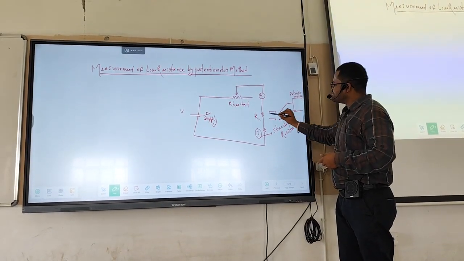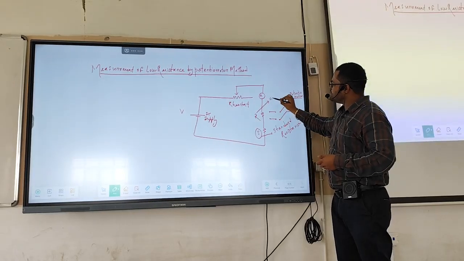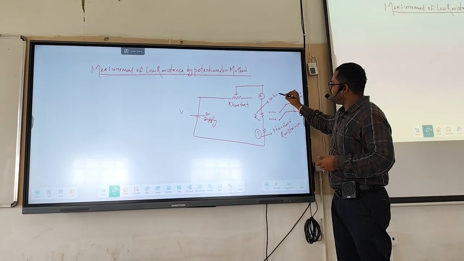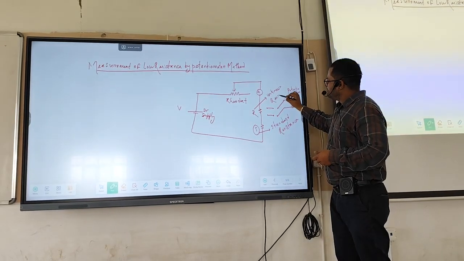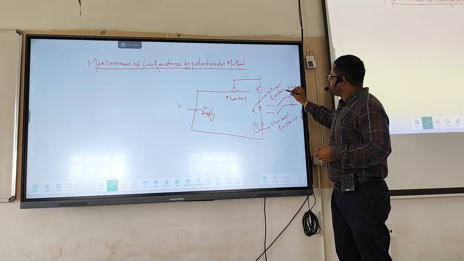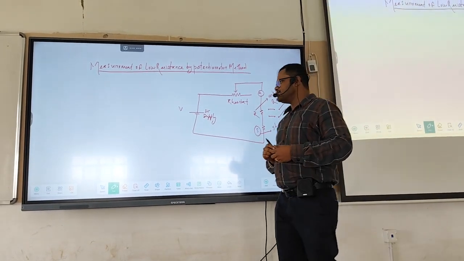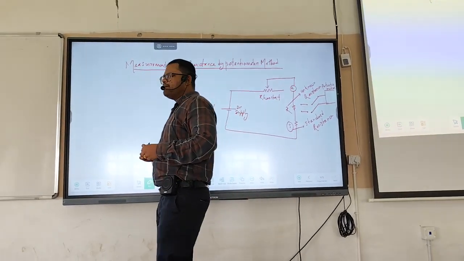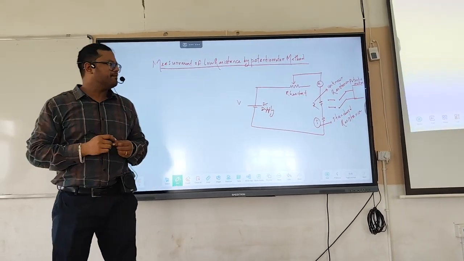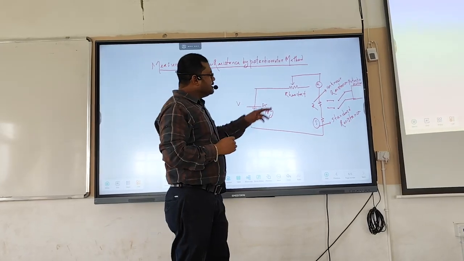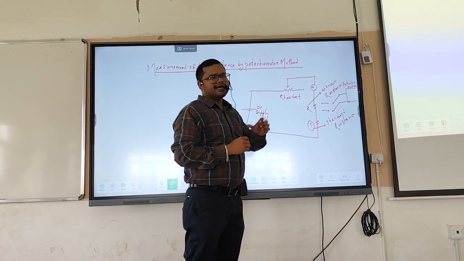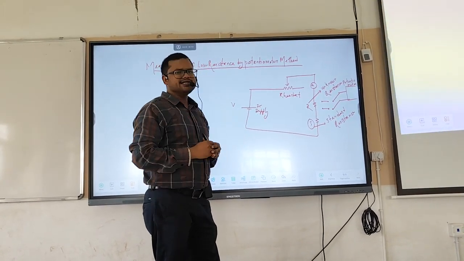R is the unknown resistance. In this method, when we give supply with a voltage source, there is a switch connected with the resistance R.